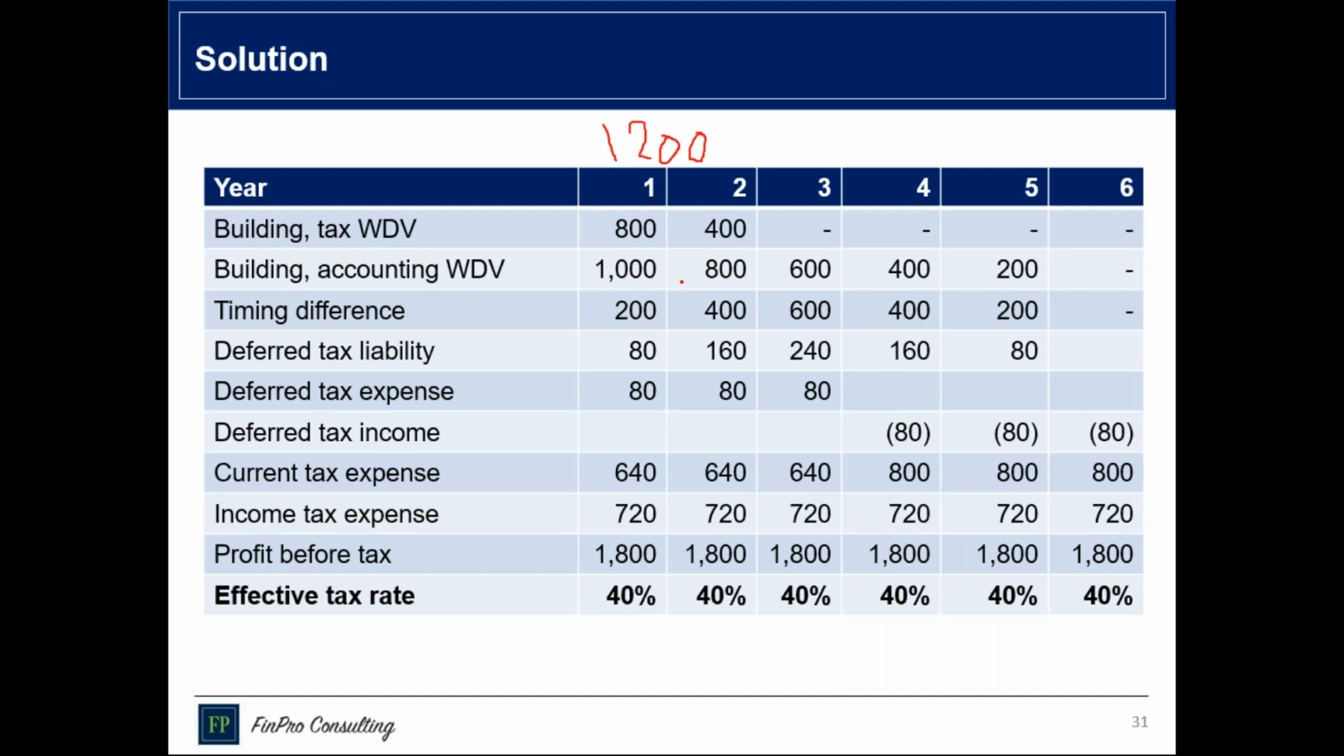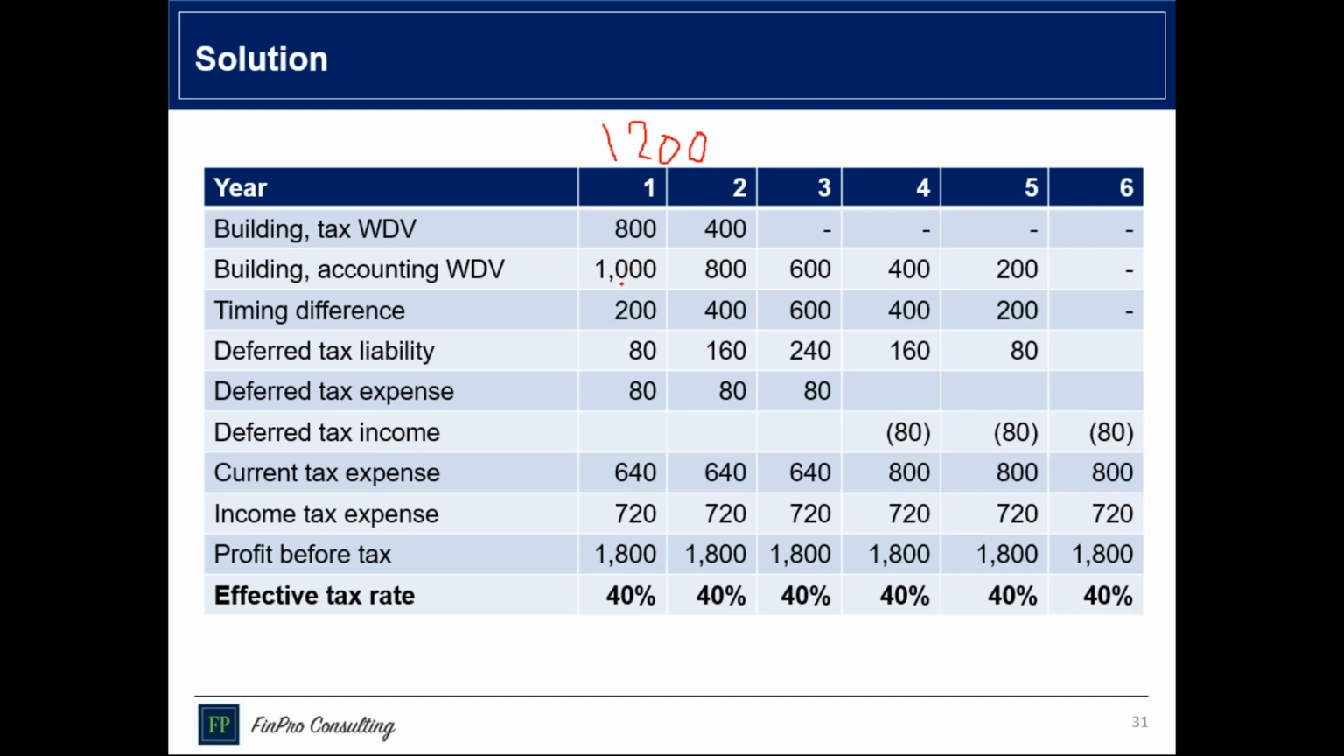So it will be 1000, then 800, 600, 400, and 200. And then in the last year, the WDV will be 0. The entire asset would be depreciated. Now the timing difference is nothing but the difference between the accounting books and the tax books.